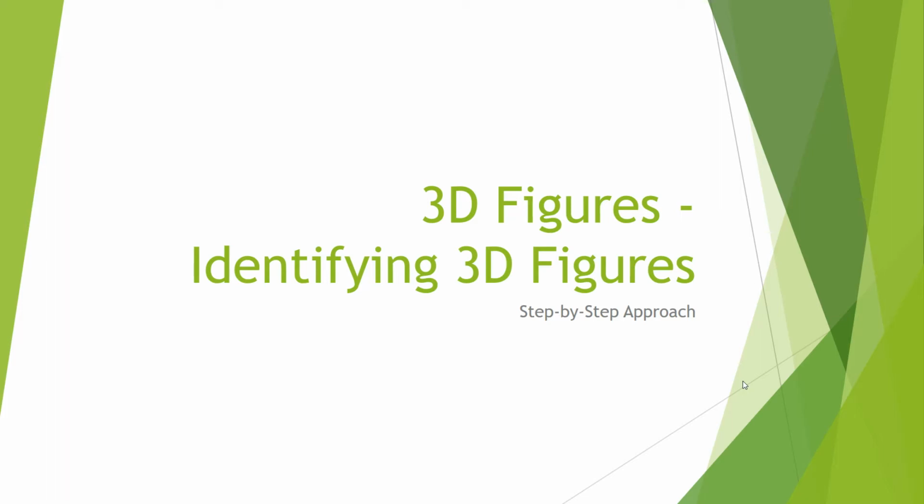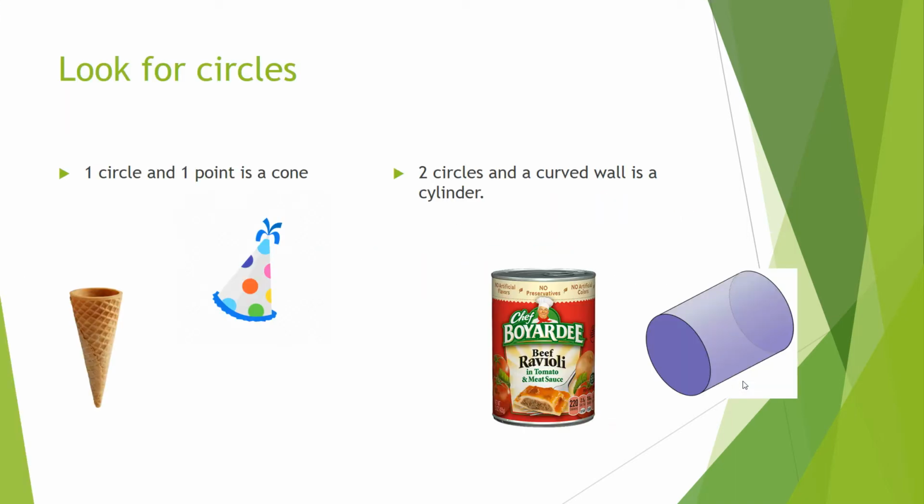We're going to talk about 3D figures, identifying 3D figures step by step. As we do our 3D figures chapter, mostly you're going to be calculating volumes. And in order to choose the correct formula, you have to have the right shape. Choosing which formula to use is a really big deal. So I want to make sure that you guys have this. This is a step by step approach.